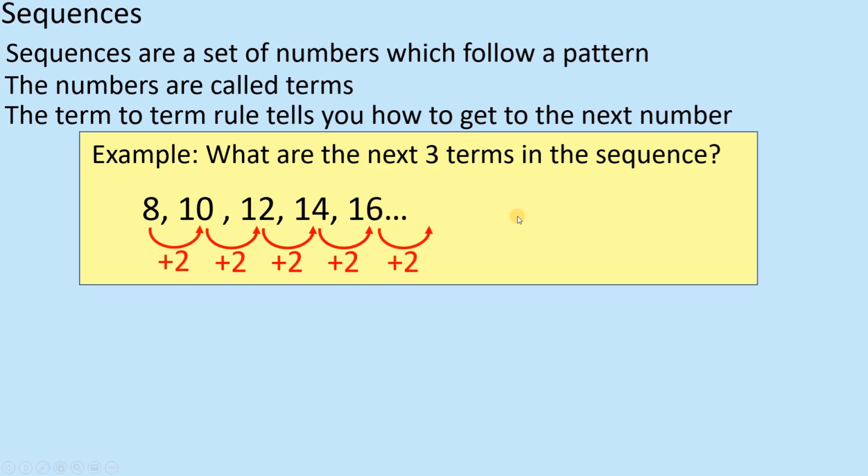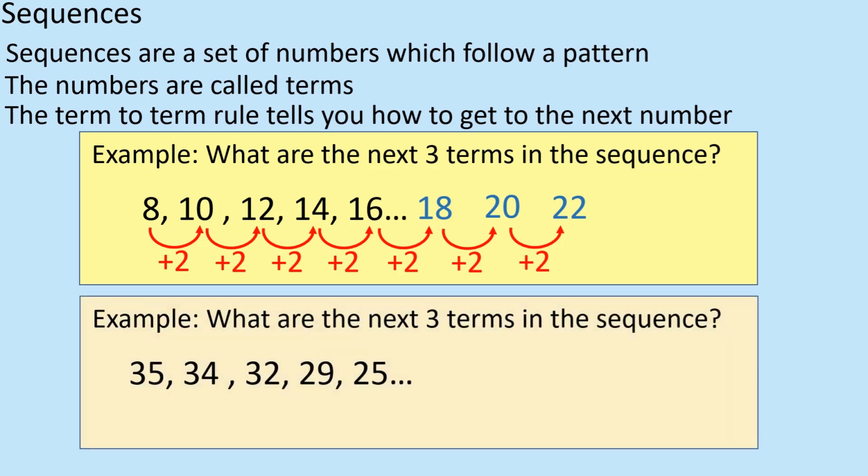So there's the term-to-term rule, adding 2 each time, and the next three are going to be there. And that will obviously continue up and up as long as you want it to go. So that's what we're looking for. That's the next three terms, and that's what that means.